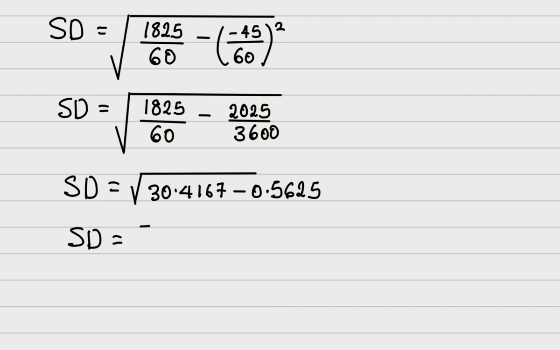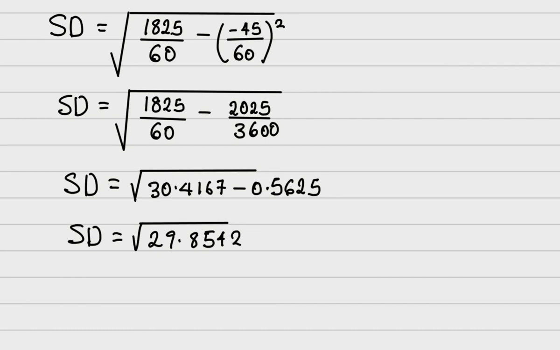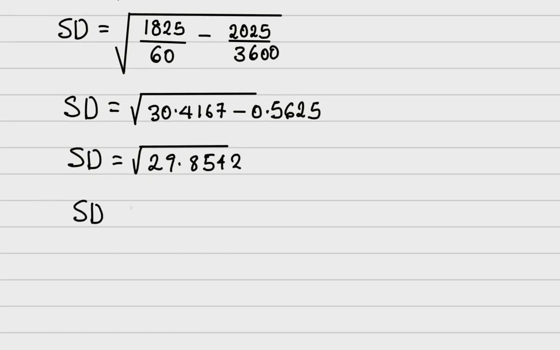Now working this further, SD will be equals to the square root of 29.8542. So my SD finally will be 5.4612. Now leaving it to 2 decimal places, it becomes 5.46. So this is my standard deviation.